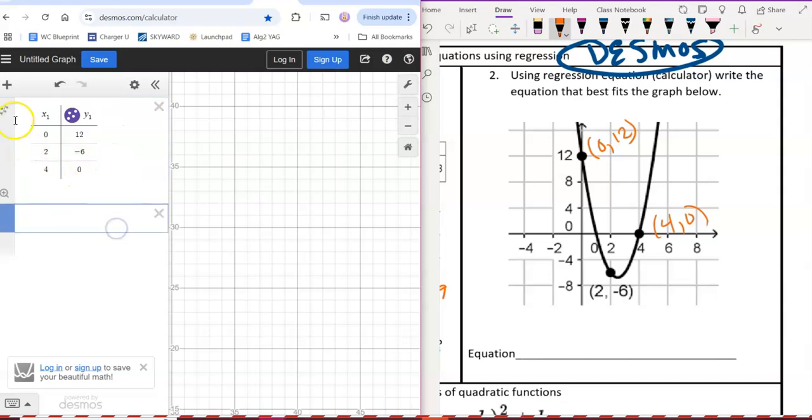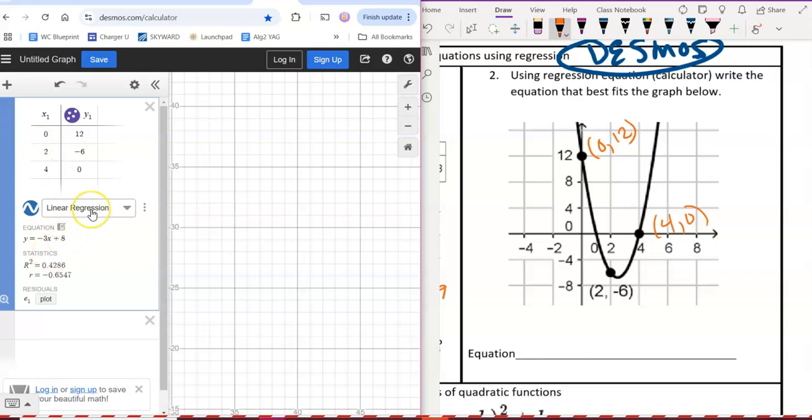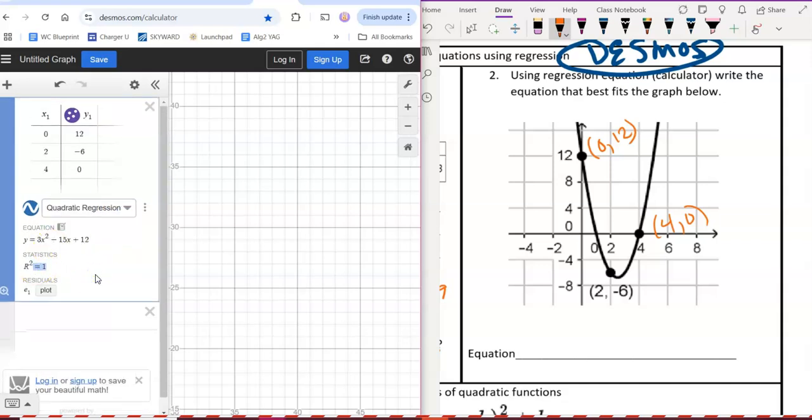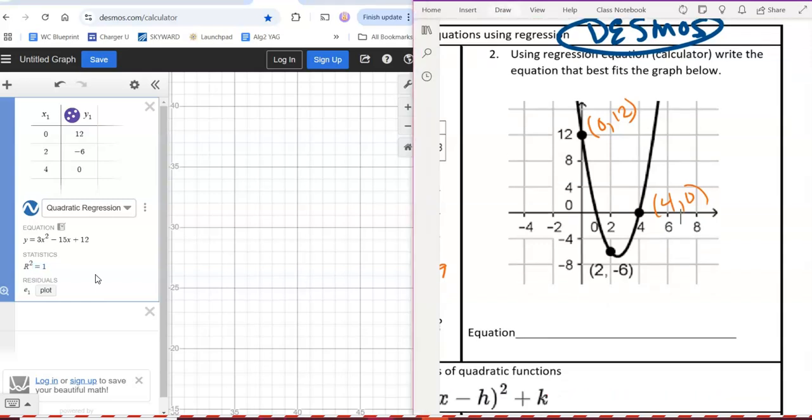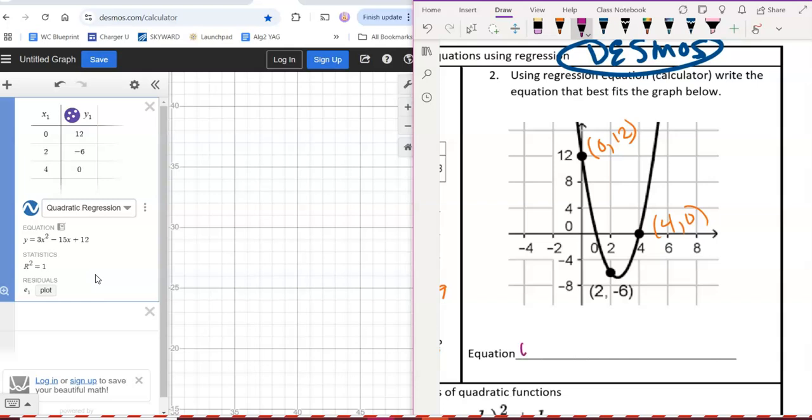Cool. Hit the button. We have linear regression, r squared is 0.428. Quadratic is 1, so that is definitely quadratic. Also, the graph is a straight up parabola, so very obvious here. Our equation is going to be 3x squared minus 15x plus 12. Awesome, that was pretty easy.